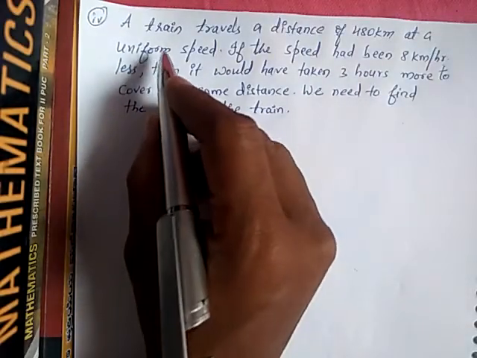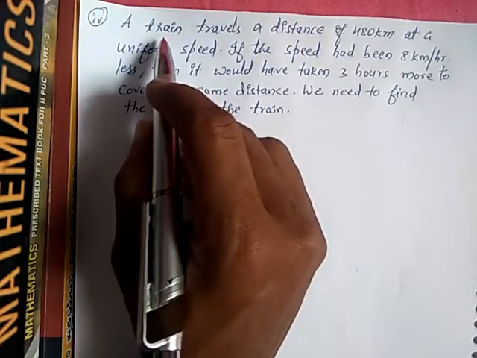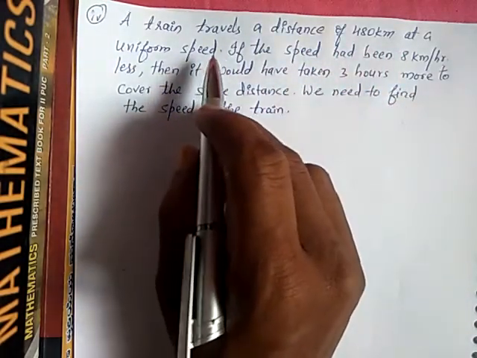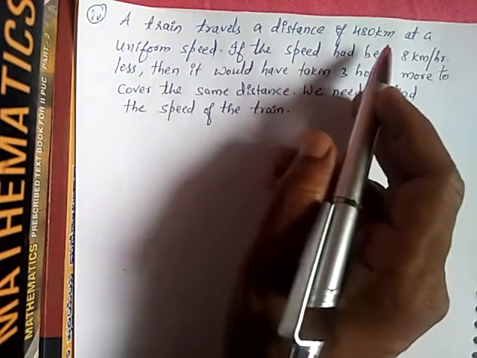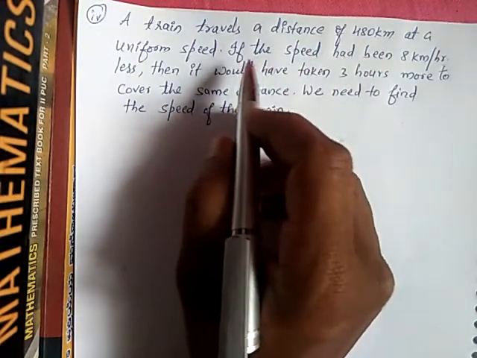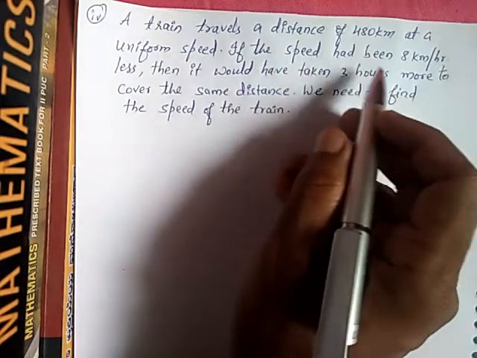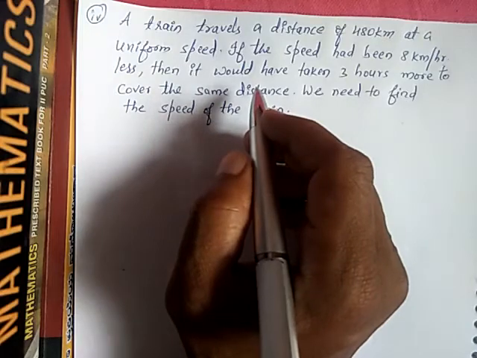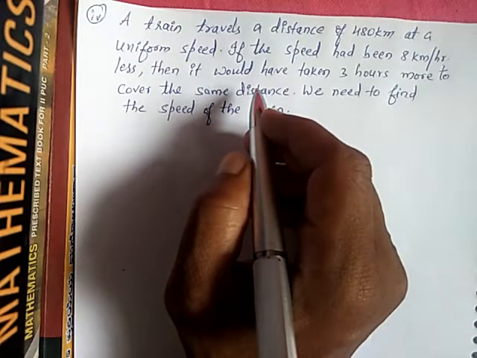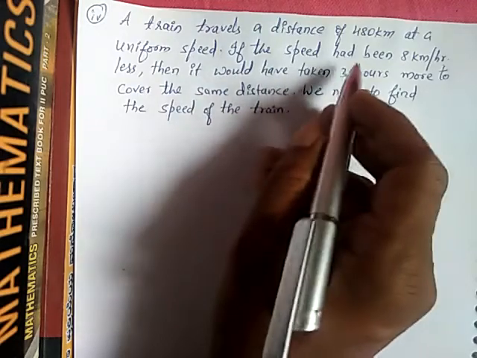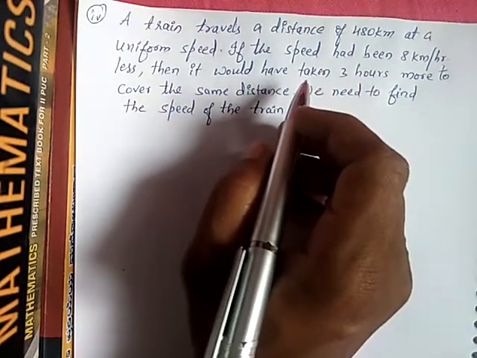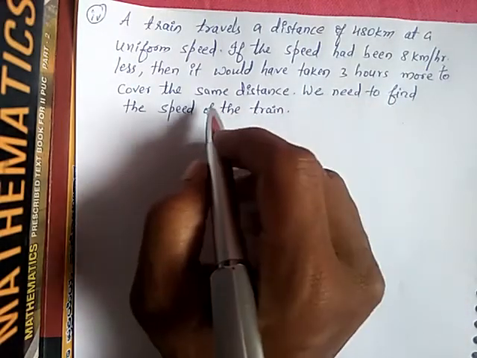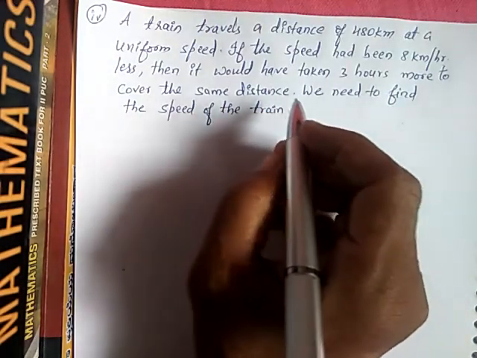Okay, so next is question number 4, sub question number 4 in question number 2. A train travels a distance of 480 km at a uniform speed. Means a train is traveling at a uniform speed. If the speed had been 8 km per hour less, suppose some speed is there, 20 km per hour, and suddenly it is less by 8 km, then it would have taken 3 hours more to cover the same distance. We need to find the speed of the train.